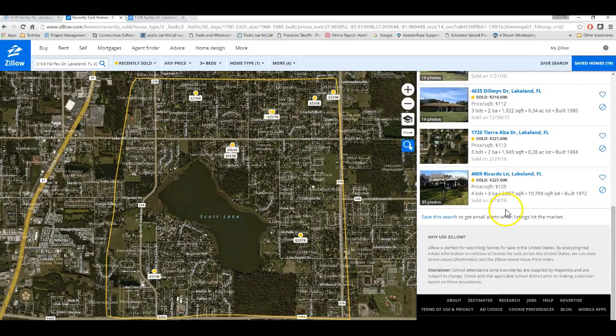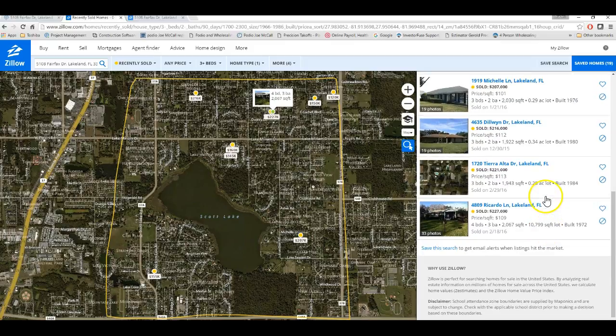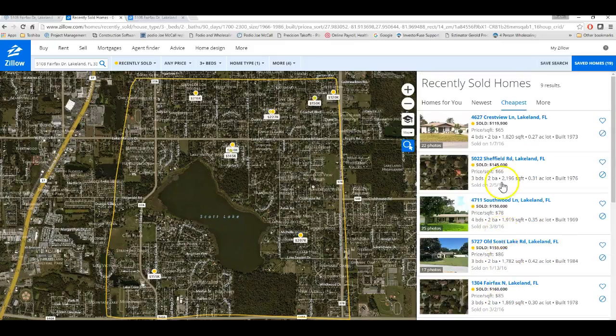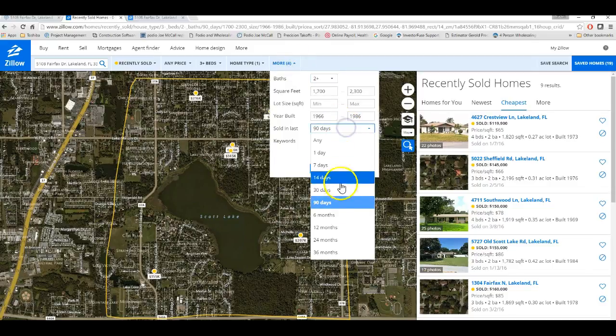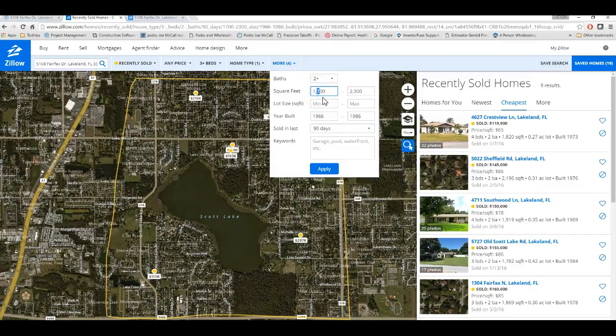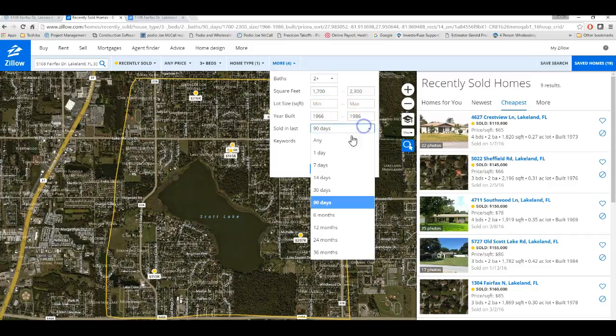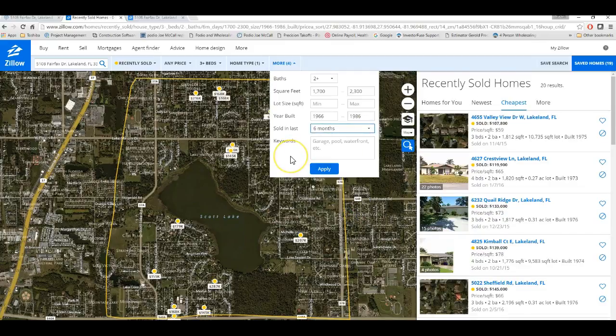So we got our 3 high comps, okay? And we got our 3 low comps. That's exactly what we want. We got a lot of comparable sales. If we don't have a lot of comparable sales, then sometimes you need to make your square footage a little bit higher. I'll up it by, say maybe take that down to 1,600, take this one up to 2,400. Maybe don't even worry about the year built. Go within 6 months.